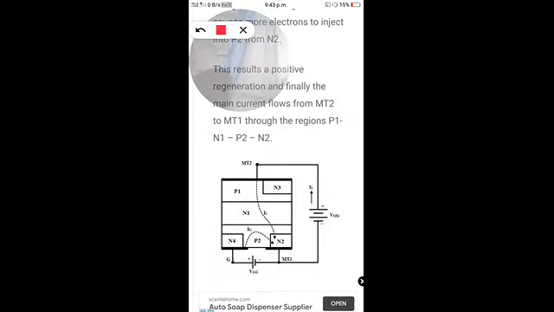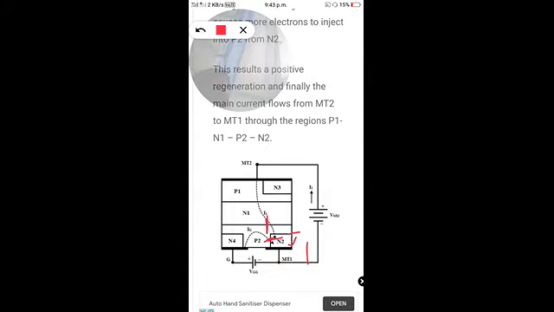See here, the three junctions. What are the three junctions that are formed in the triac? The first junction is formed between N2 and P2. This is the first junction, J1, that is formed between N2 and P2.